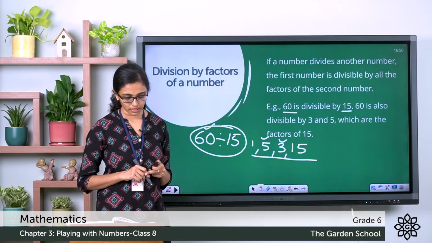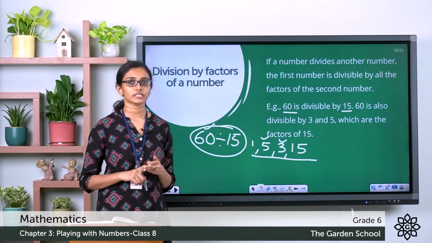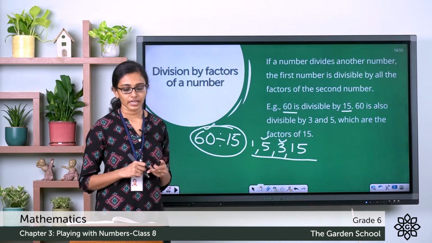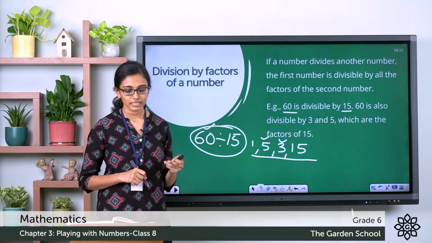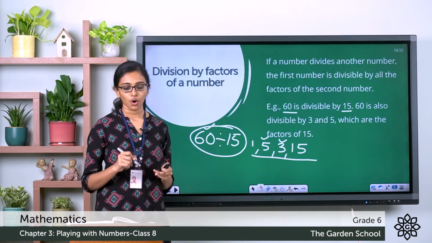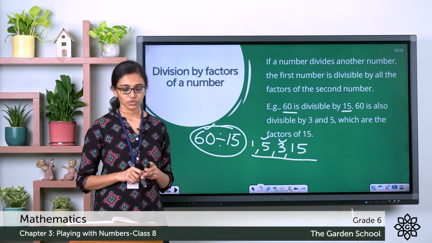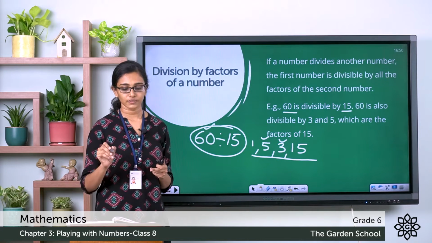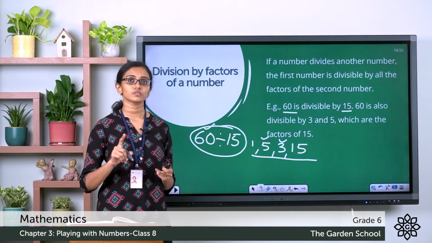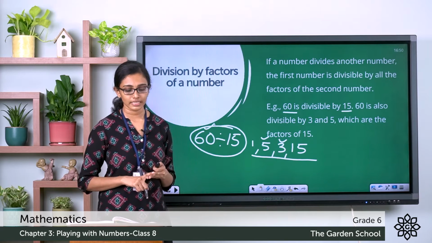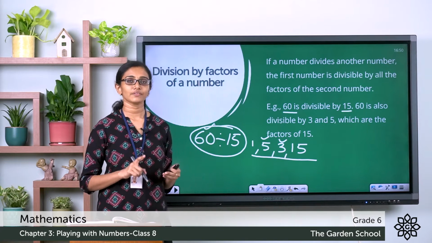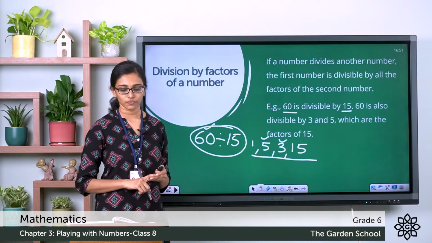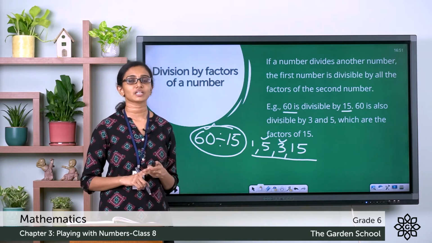In your textbook, on page number 42, this rule is given. But there is a small correction. In your textbook, it is given as: if a number divides another number, the second number is divisible by all the factors of the first number. Where it says second number, it should be corrected to first, and where it says first number, it should be corrected to second number. So the rule can be restated as: if a number divides another number, the first number is divisible by all the factors of the second number. Hope this is clear to you now.